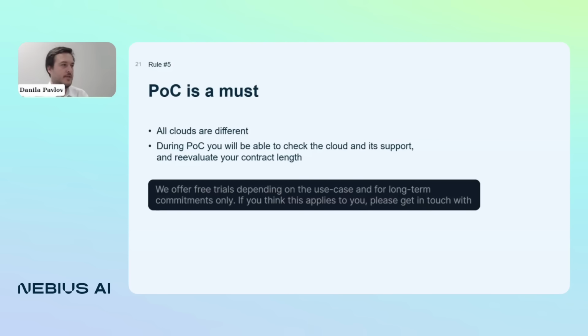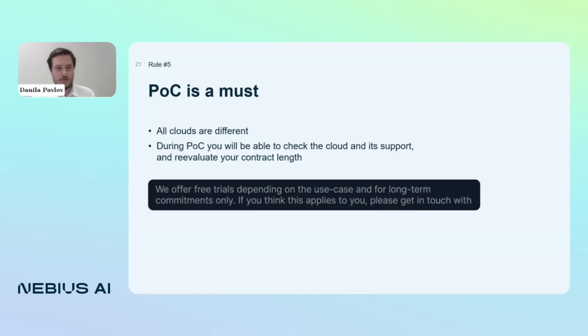So proof of concept is basically a trial period which is provided to you by the cloud, in order for you to understand all the peculiarities of different clouds, because all clouds are different. Try to run some testing, try to run some small trainings, understand the speed of the cloud, understand the support team. And in the end, you can even reevaluate your contract length, because to be honest, there can be significantly different clouds, and sometimes in one cloud, the same training will run faster than in a different cloud.